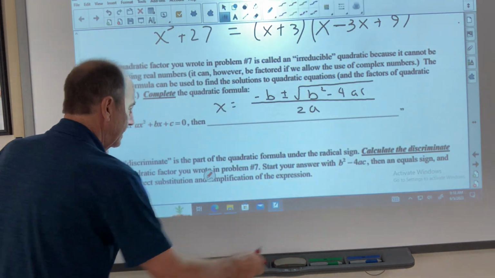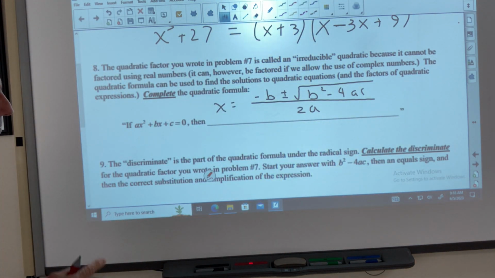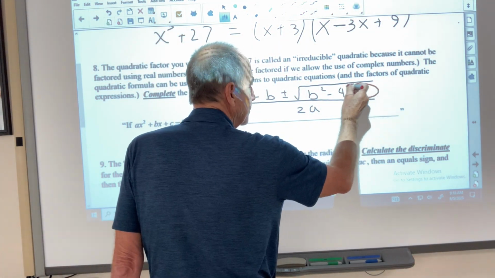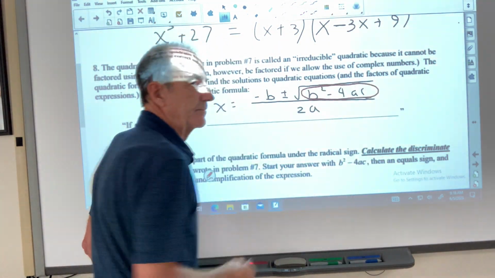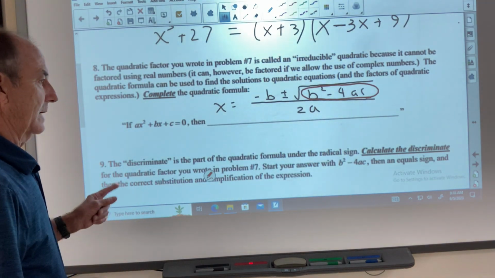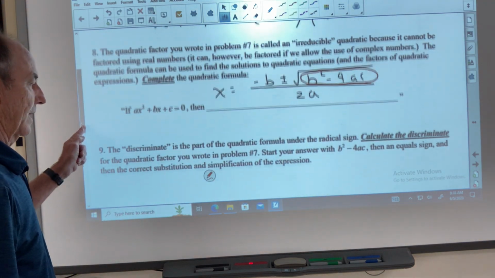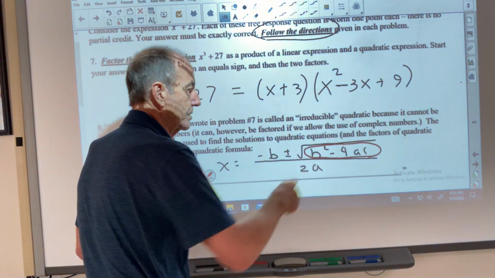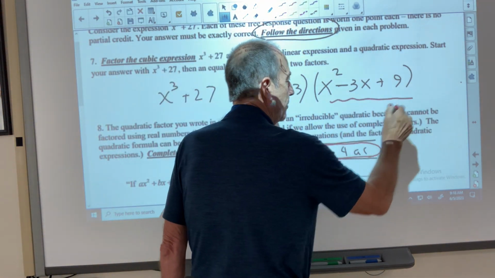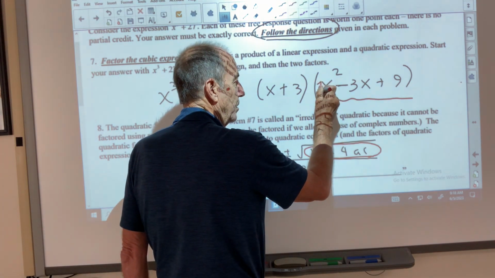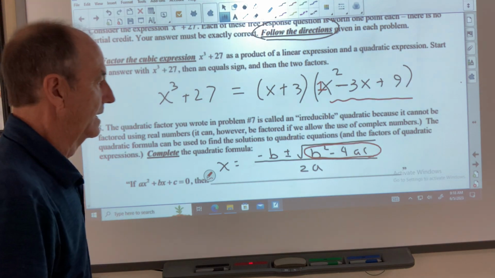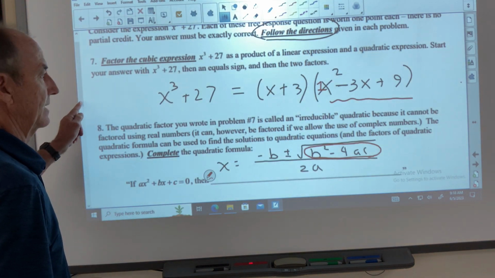Number 9. The discriminant is the part of the quadratic formula under the radical sign. So this is called the discriminant. Okay? Calculate the discriminant for the quadratic factor you wrote in problem 7. So we're going to be looking at the discriminant for this quadratic factor. Notice the a was 1, the b was -3, and the c was 9. And we're asked to calculate that.